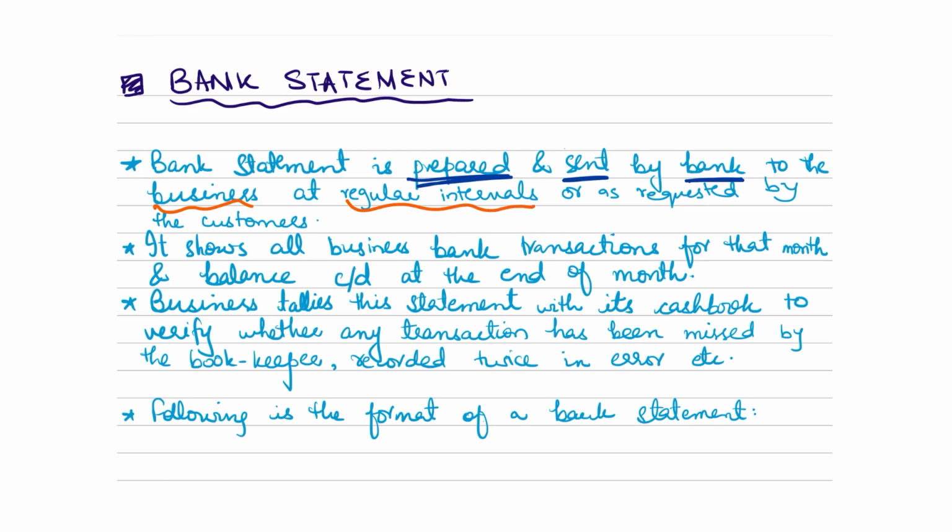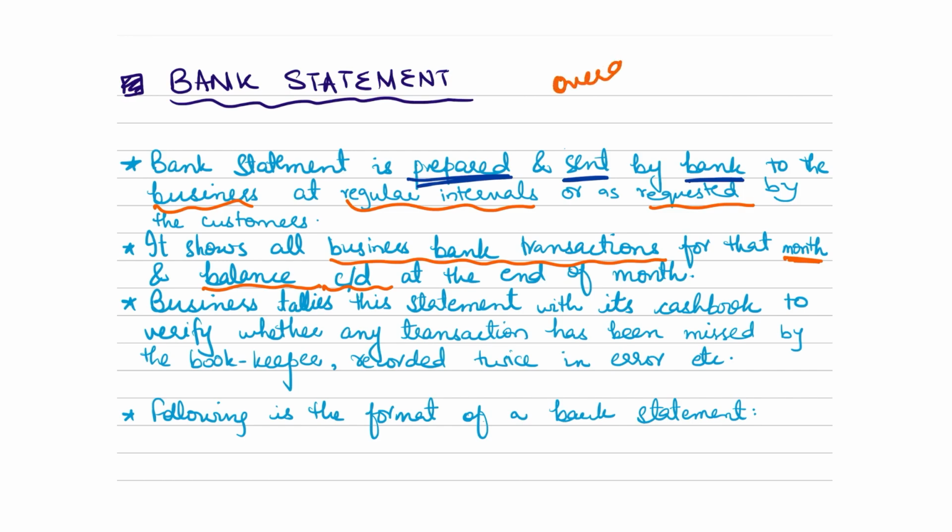Usually it is monthly or as requested by the customers. And what does it show? As we have already discussed, it shows all the business bank related transactions for that month or for that interval, and at the end it also shows a balance carried down, that is, how much is there in your business bank account. It could be overdrawn as well, right?